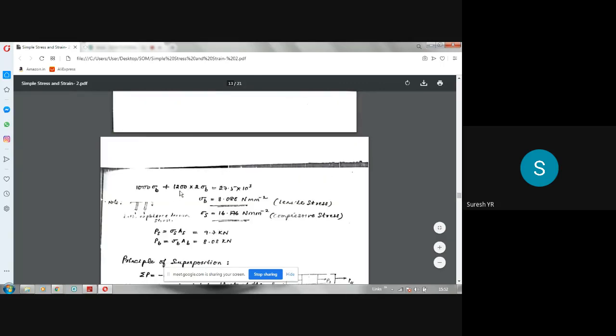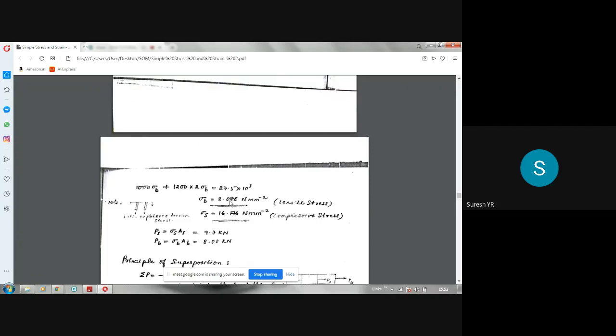So if you do that, see I have written here, sigma b only will be the unknown. If you simplify that, you will get sigma b as 8.088. So it is tensile stress. Please note that this is tensile stress. Sigma B is tensile because that bar is extended. Brass bar is extended, whereas steel bar is contracted. It is compressive stress. That is the difference.